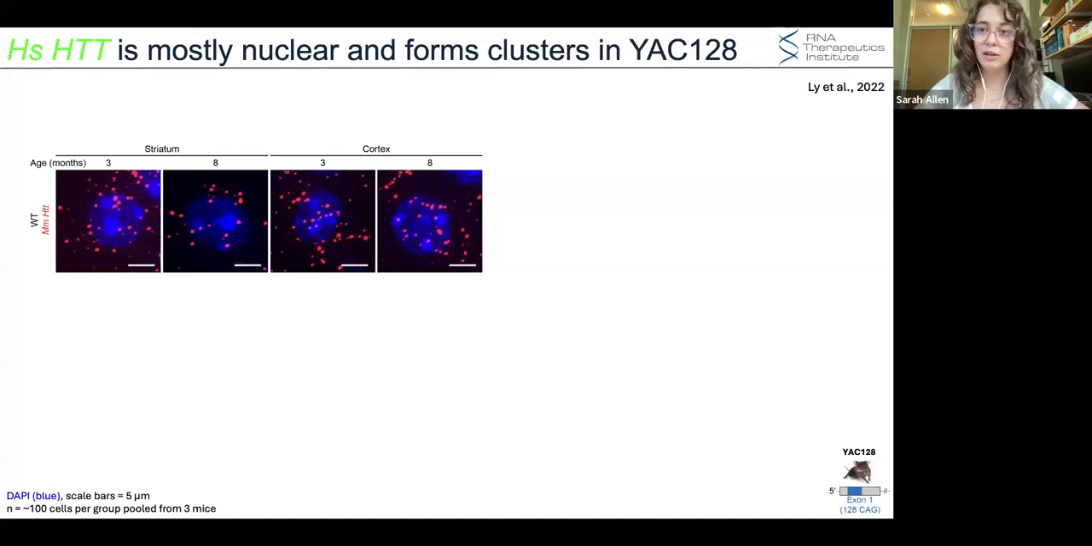Looking at human Huntington in relation to the wild type Huntington, we see that this wild type mouse Huntington is dispersed fairly evenly between the cytoplasm and the nucleus. We also see that it seems to accumulate in individual foci, or these little red dots here.